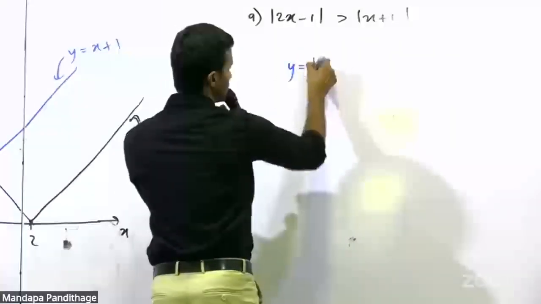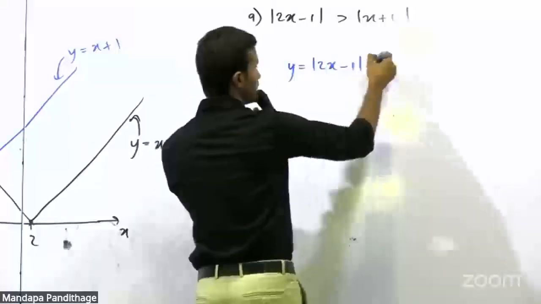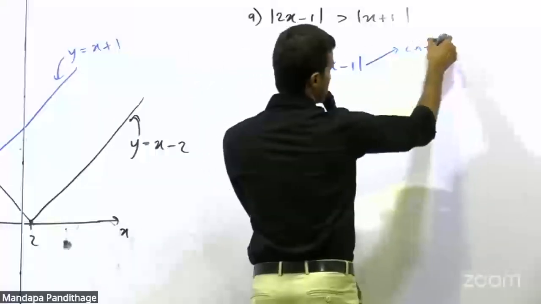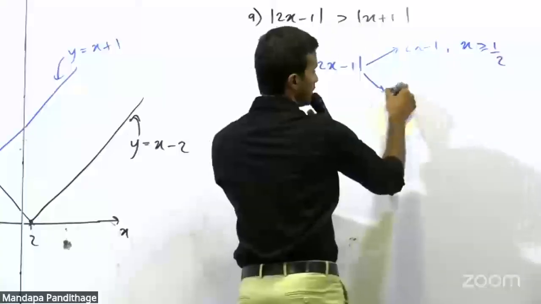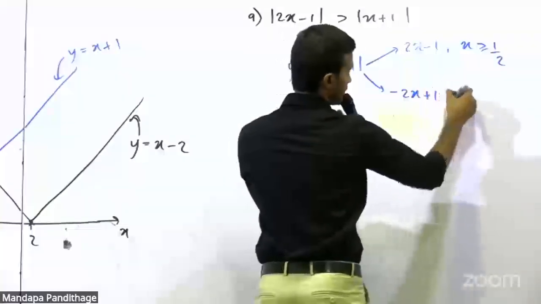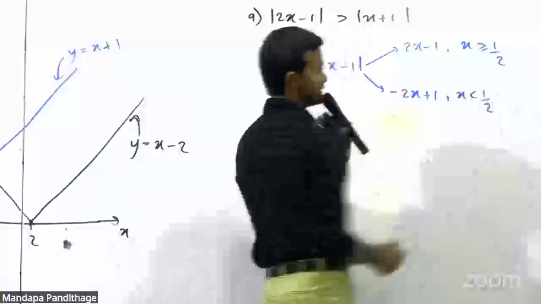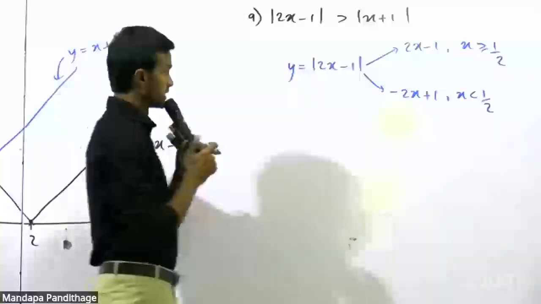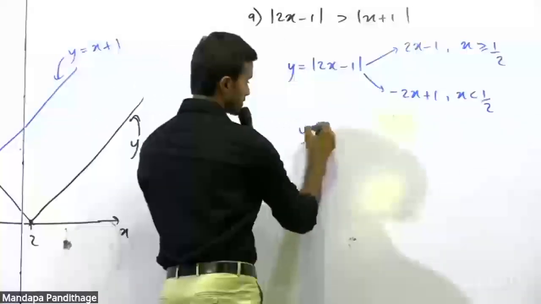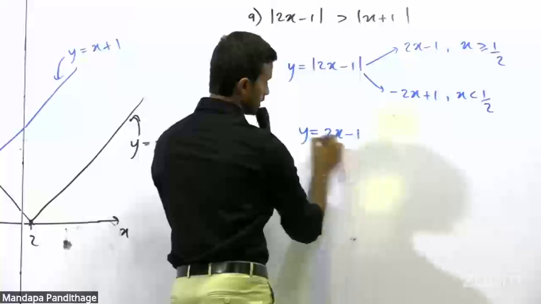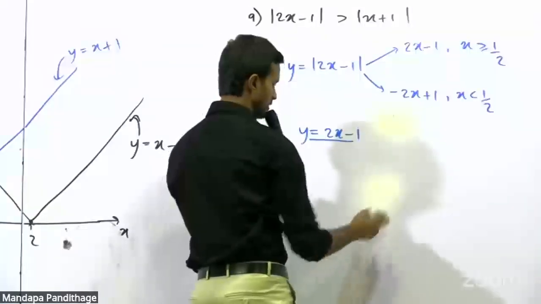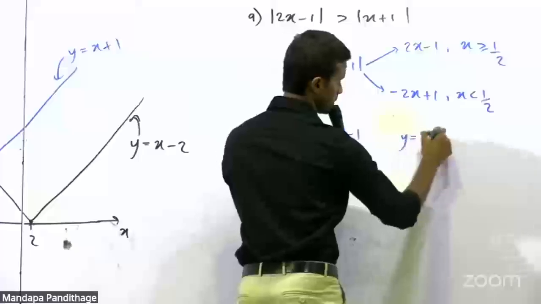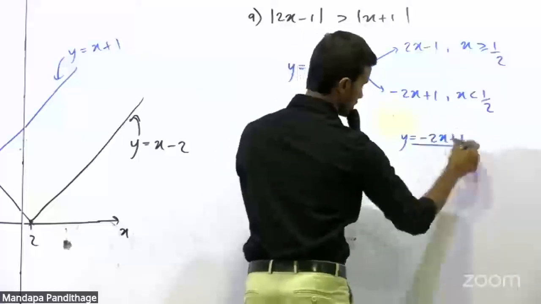y equals modulus 2x minus 1. You get 2x minus 1 when x is greater than or equal to half. You get the minus of it when x is less than half. So what are the two straight lines that you're supposed to sketch? y equals 2x minus 1 and y equals minus 2x plus 1.